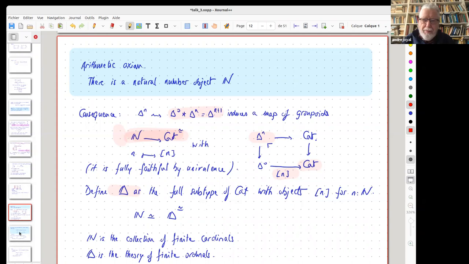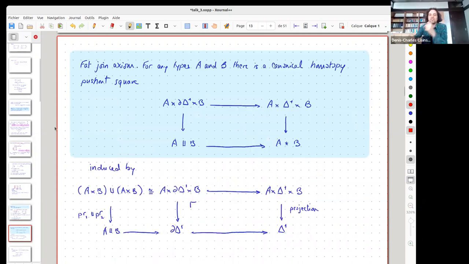Okay. Now another axiom, which is a fat join axiom. So remember we did introduce a join with a universal property as a dependent product. And now what I say is that we can produce a commutative square canonically for any type A and B. So you have to say what are the maps. Of course, the map here is easy. It's a canonical inclusion. And so using the universal property of the join, all these maps are in fact produced by the diagram that is here.